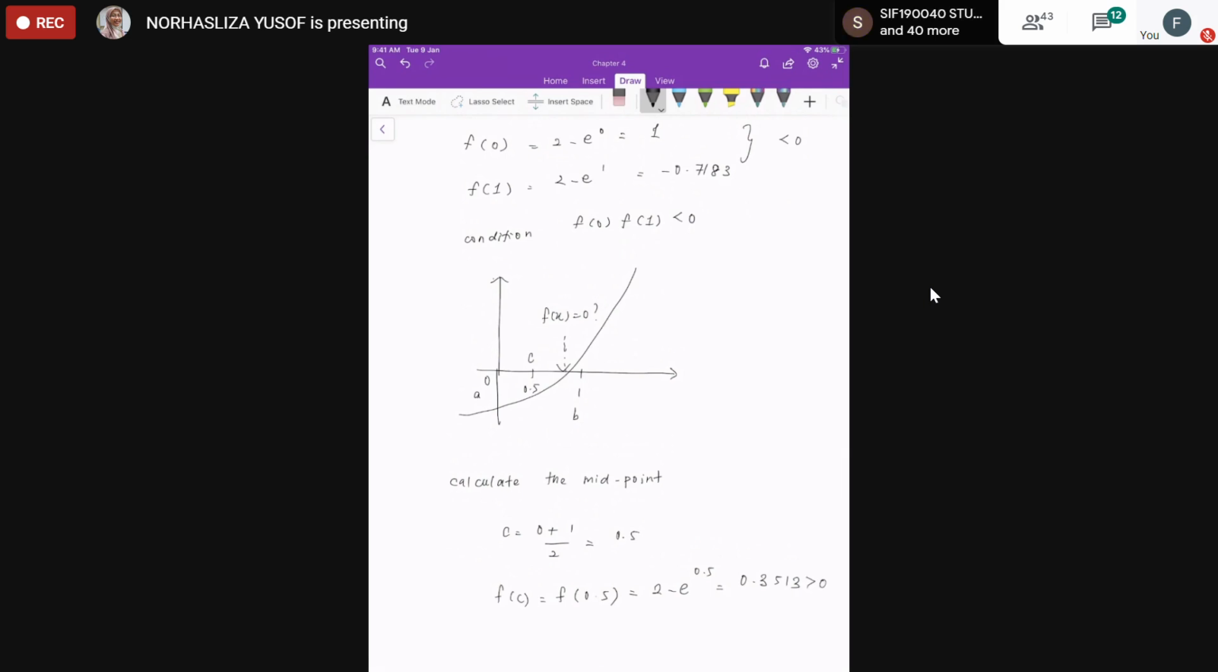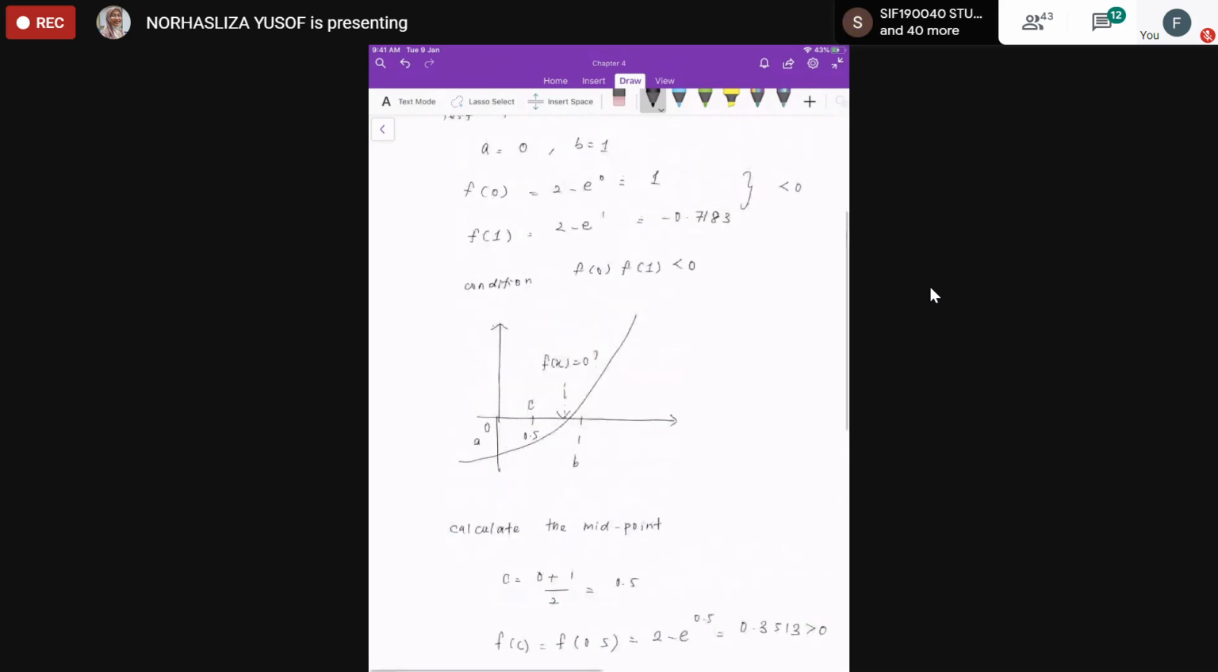Our pair: we tested F0, which is 1, positive, and F1 is minus 0.7183, which is negative. So obviously the pair must include the negative. If you choose F0, it will be positive. You can't do that because if 1 and 0.5, it will diverge. It won't converge to F alpha, or Fx equivalent to 0.